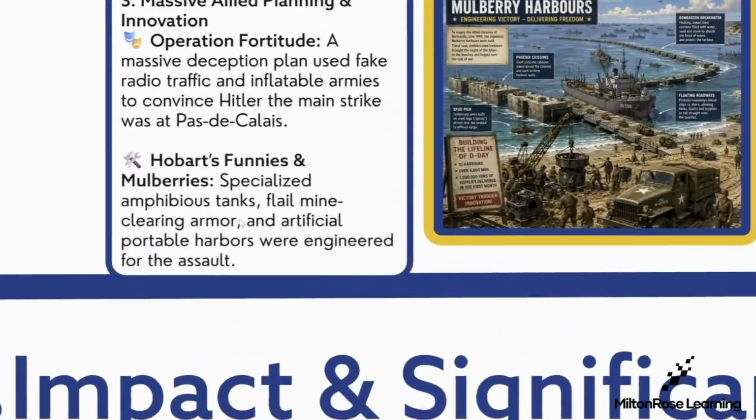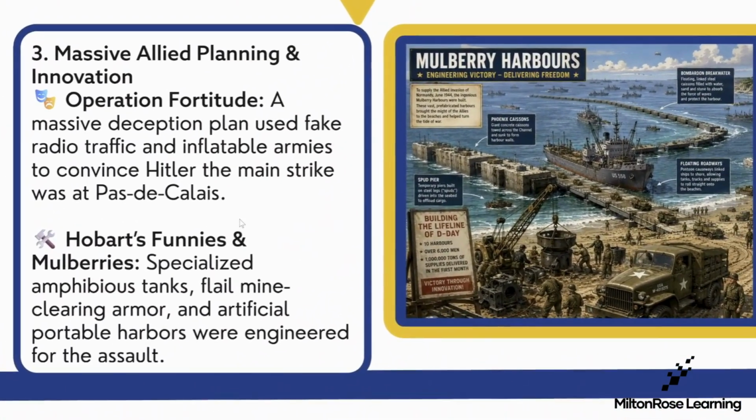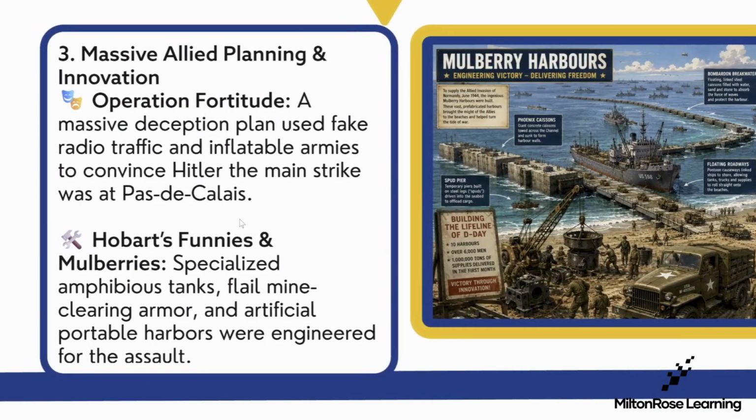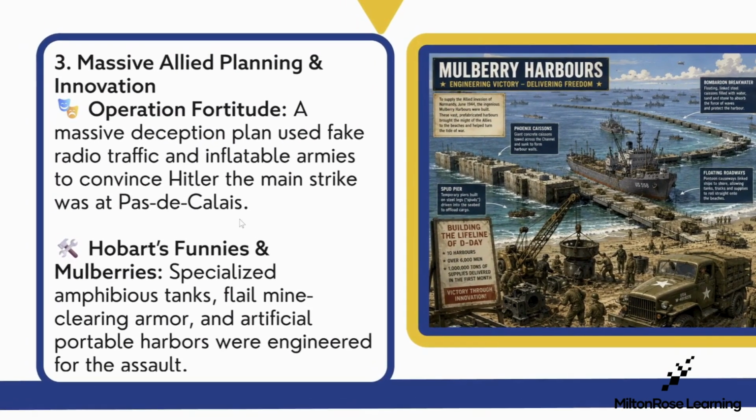However, as always, there was a countermeasure from the Allies, so there was massive Allied planning and innovation for the D-Day landings. Operation Fortitude was a massive deception plan used to create fake radio traffic and inflatable armies to convince Hitler that the main strike would not come at Normandy, but at the shortest point of the English Channel, the Pas de Calais. It was a really good misinformation campaign.